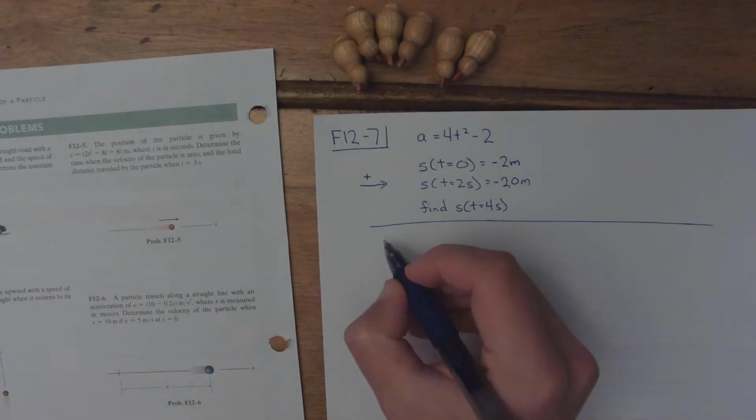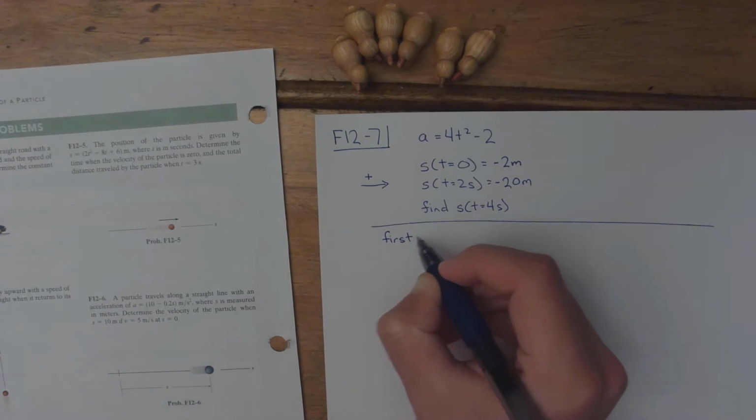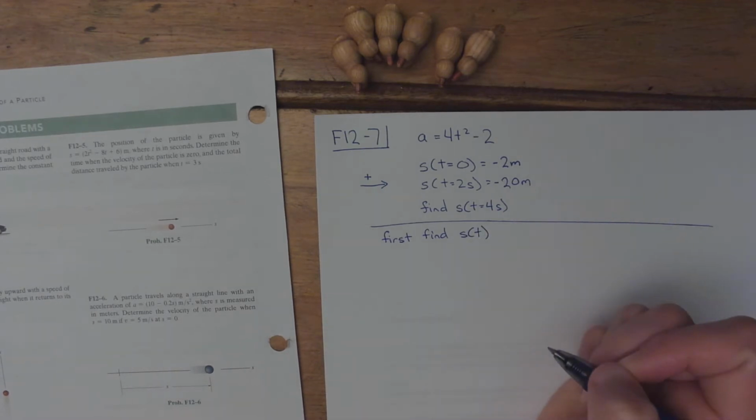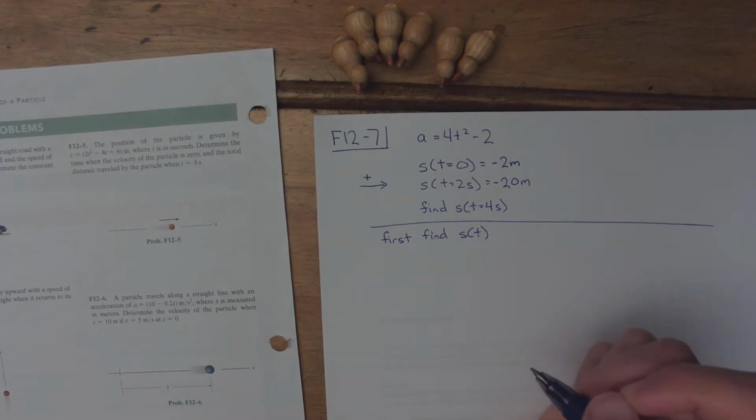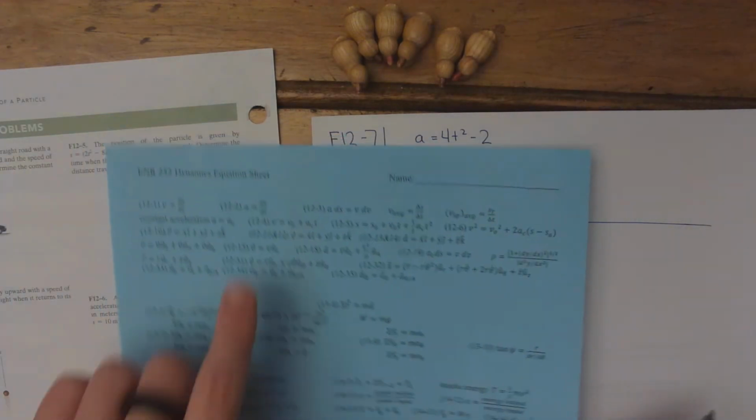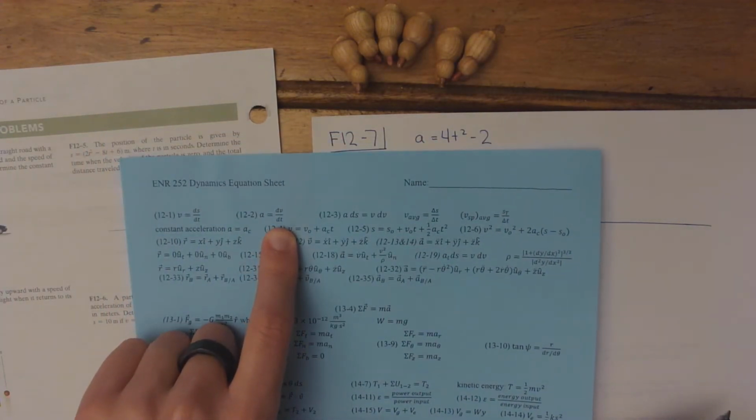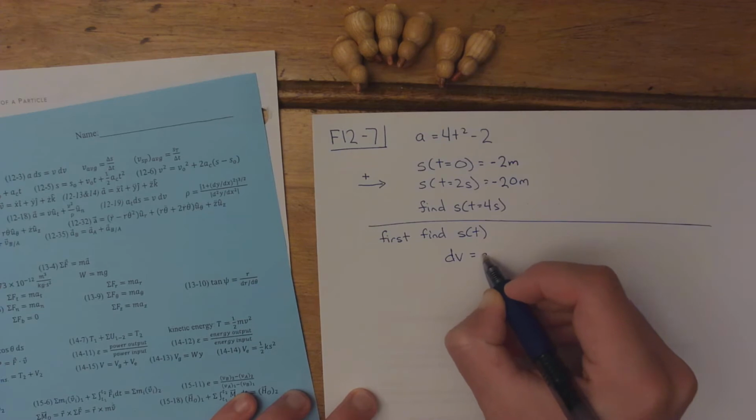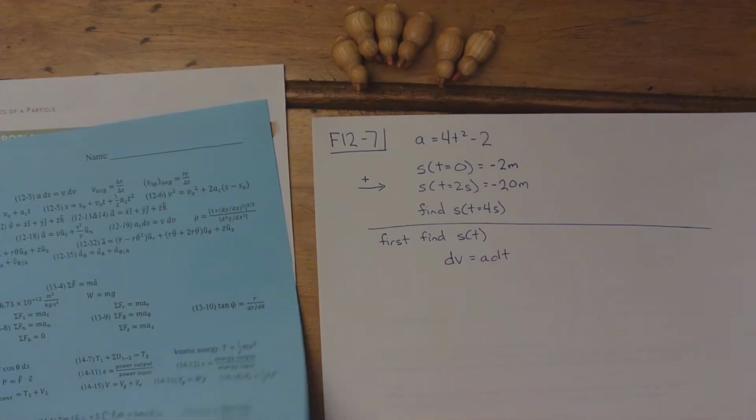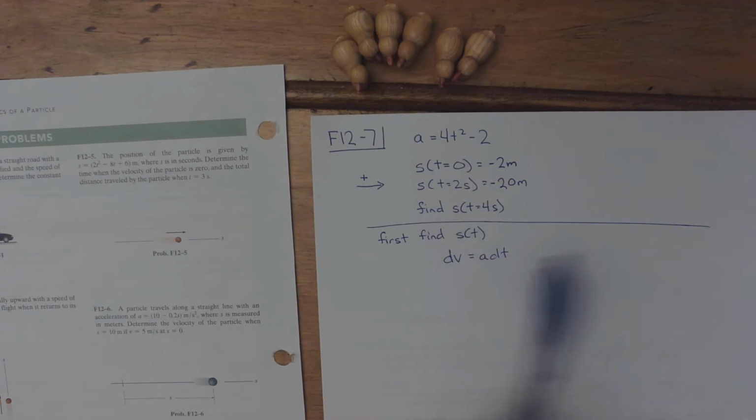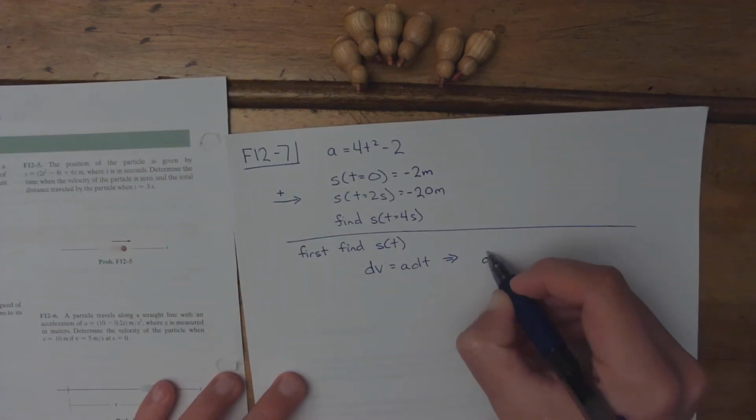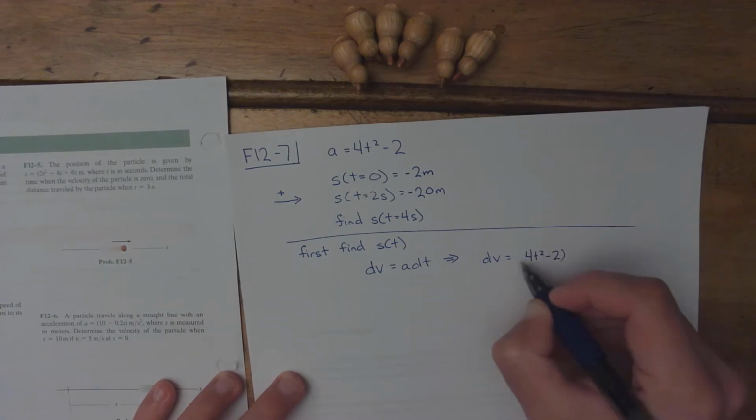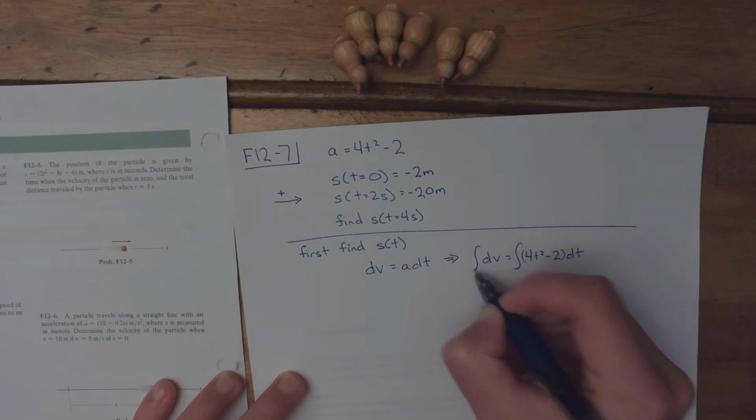So first we want to find position as a function of time. For this we are going to use equation 12-2, rearranging it by bringing the dt over to the other side. We have dv is equal to a dt. I take the acceleration that they gave me, I put it in here, and I get dv is equal to 4t squared minus 2 dt. And then I'm going to integrate.